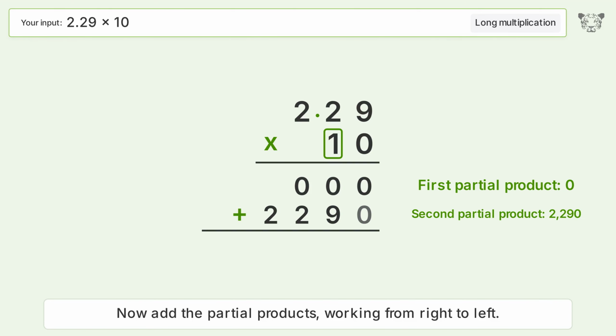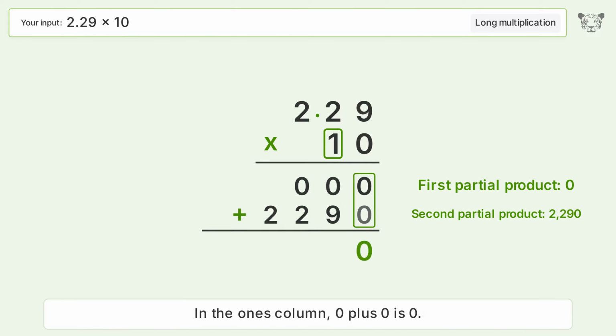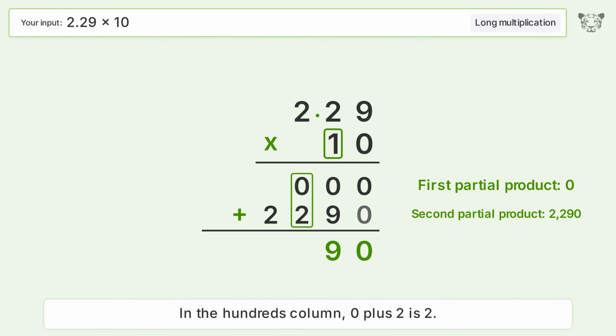Now add the partial products, working from right to left. In the ones column, 0 plus 0 is 0. In the tens column, 0 plus 9 is 9. In the hundreds column, 0 plus 2 is 2. In the thousands column, bring down 2. The whole number product is 2,290.